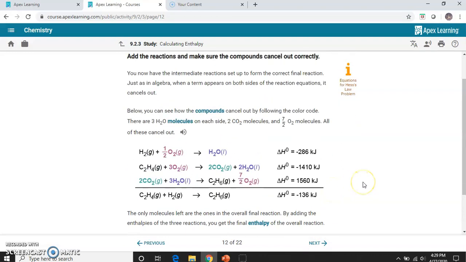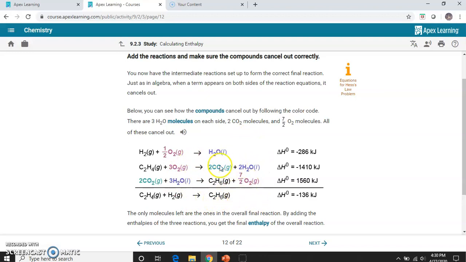So in the end, we set it up. They've color coded it so that we can know what cancels out. Like this half of the oxygen plus these three O2s can cancel out with the 7/2 O2, so the pink ones cancel out completely. This one water plus that water equals 3, and there are 3 over here, so those cancel out. That's why they don't show up in the end.